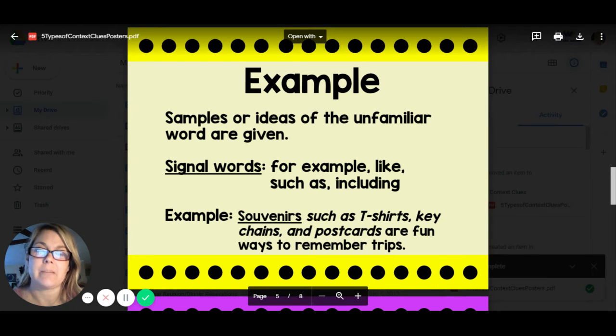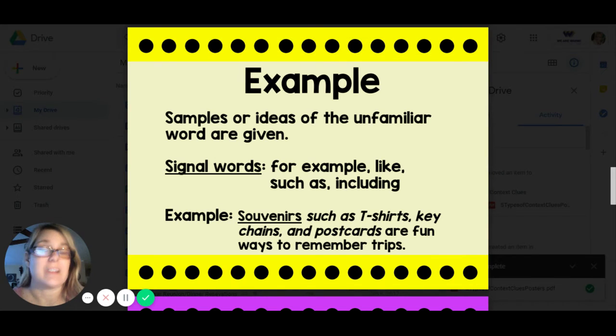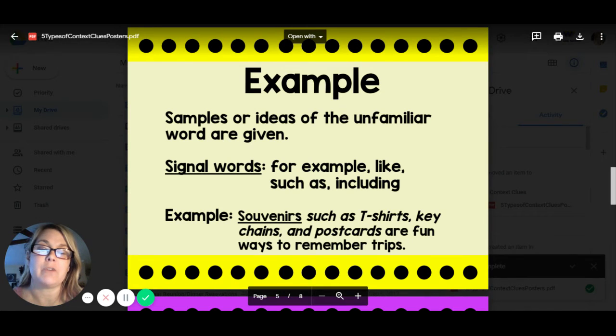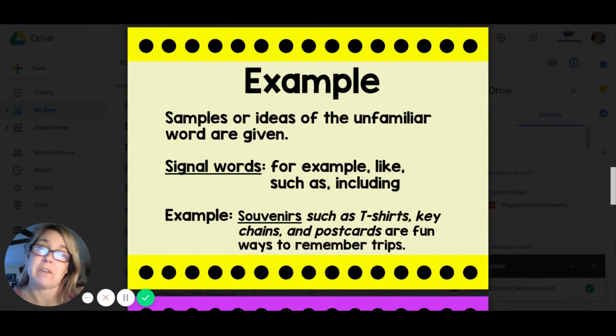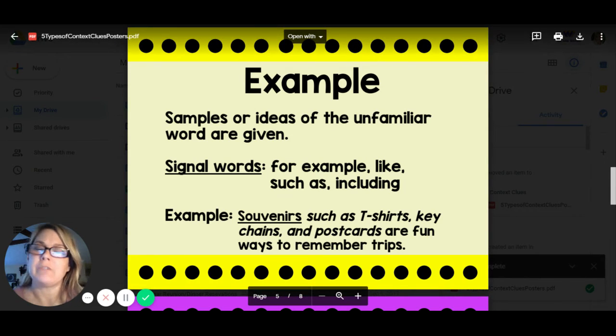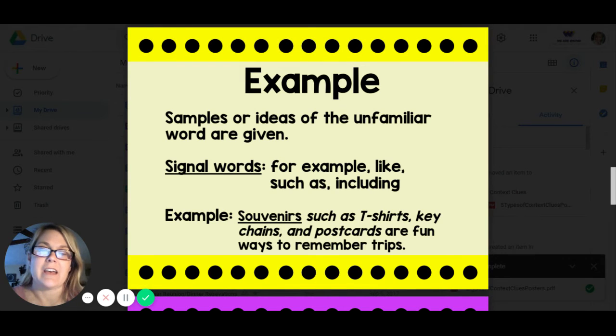So here is an example. This word, and I'm not even going to tell you what that word is yet, so we're just going to say blank. T-shirts, keychains, and poster cards are fun ways to remember trips. Okay, you may have already figured this word out, even if you couldn't really say it or pronounce it. But this word is souvenirs. Okay, and what are souvenirs?